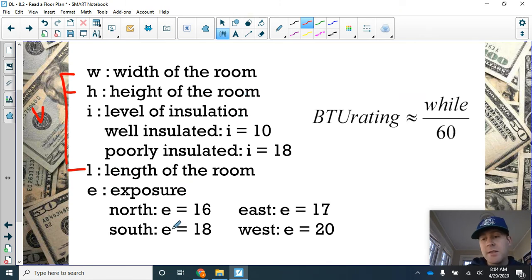Exposure means how much sunlight does it get, right? So how quickly would it warm up during the day from sunlight? So WHL is volume, and that will be given to you in the problem. And then I, insulation, and E, exposure, are numbers we use based on how that room works. So if it's well insulated, we use an I value of 10. Poorly insulated, we use an I value of 18. Exposure, you see here different numbers associated with which way that room faces.